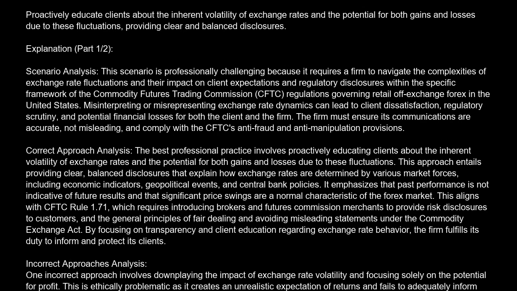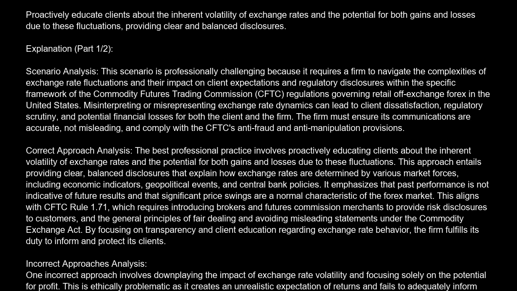The correct answer is D. Proactively educate clients about the inherent volatility of exchange rates and the potential for both gains and losses due to these fluctuations, providing clear and balanced disclosures. Explanation. Scenario analysis. This scenario is professionally challenging because it requires a firm to navigate the complexities of exchange rate fluctuations and their impact on client expectations and regulatory disclosures within the specific framework of the Commodity Futures Trading Commission, CFTC, regulations governing retail off-exchange forex in the United States.